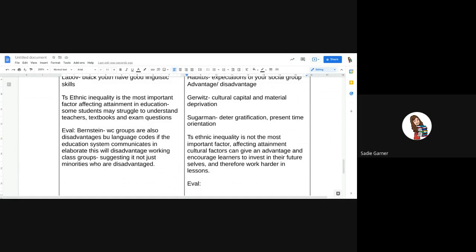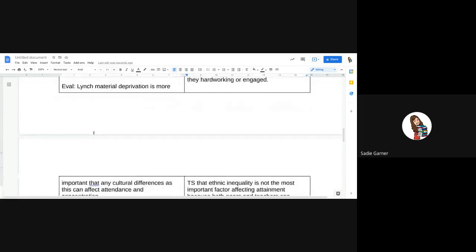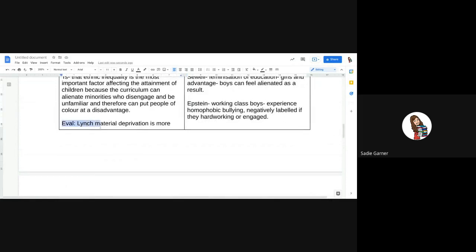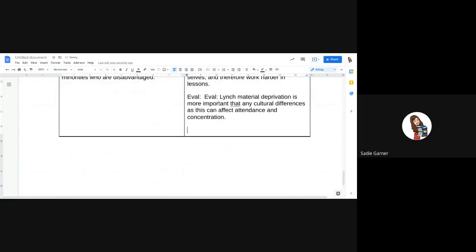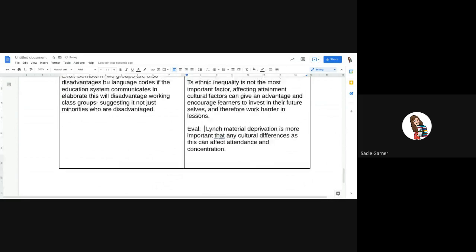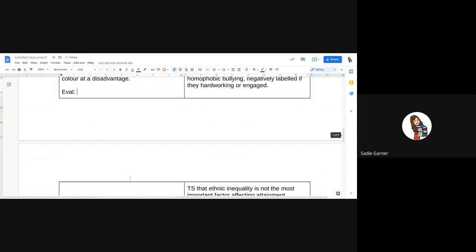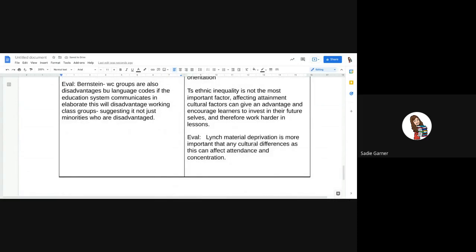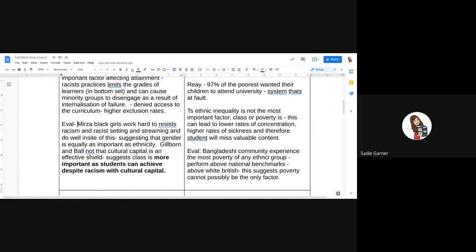However, that's a tricky one. However, cultural factors. What I might be better off doing there, actually. Apologies for the rejigging of your handwriting. I think it's also why it's a good idea to plan. I think Lynch is going to need to go there as the evaluation because he's arguing that material is always more important than cultural. So I'm going to move him there. And then it's a good job I gave two evaluations. That works. Material was more important than any cultural differences. Yes, it works. And then I'm going to move Mirza there.